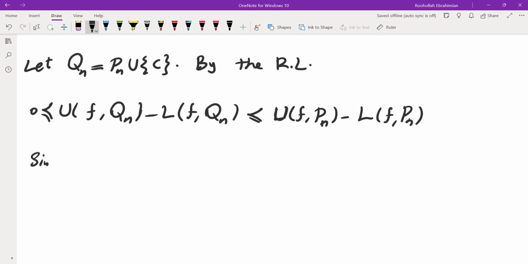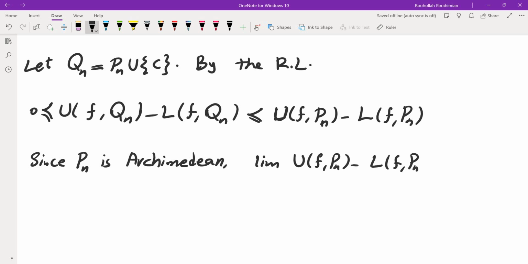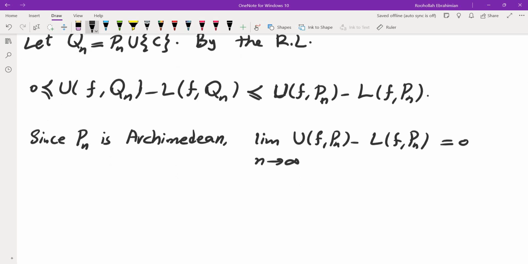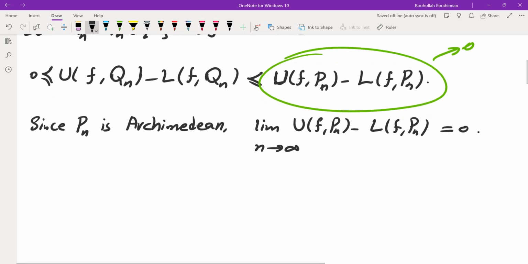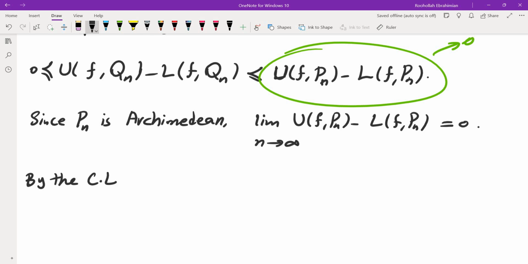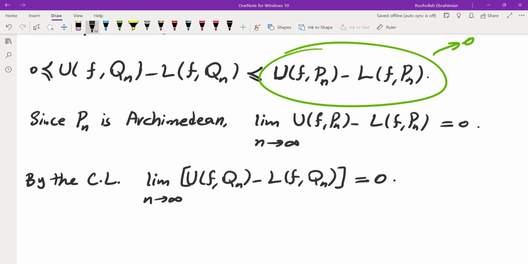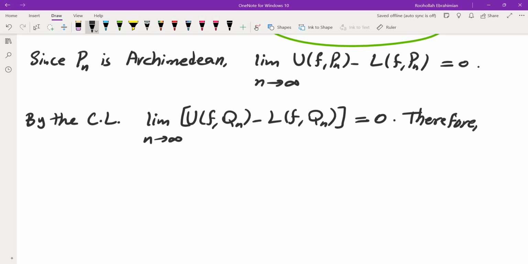Now, since Pn is Archimedean, the limit of the upper sum minus lower sum for Pn is 0. So the right hand side goes to 0. So therefore, by the comparison lemma, the limit of the upper sum for Qn minus the lower sum for Qn as n approaches infinity is 0. Therefore, Qn is an Archimedean sequence of partitions for f on [a, b].